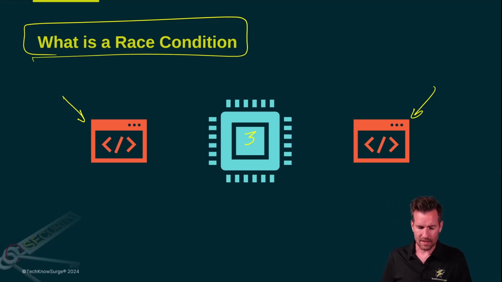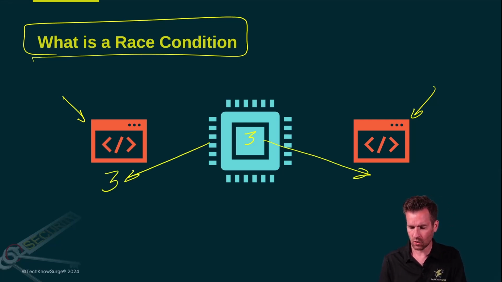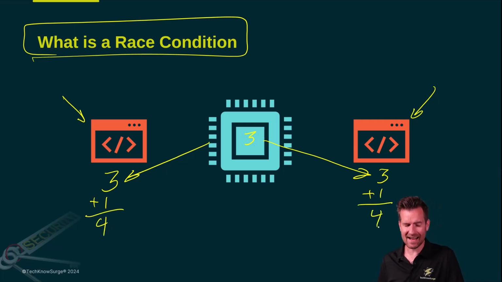So now what happens is they do a check. They're going to say, okay, what is this variable? This program does it, and it's a 3. Pretty shortly after that, this program does the same thing, and it's a 3. And now they're both going to carry out this function where they need to increment this by 1. Both programs increment it by 1, and they both come up with 4 as the answer.